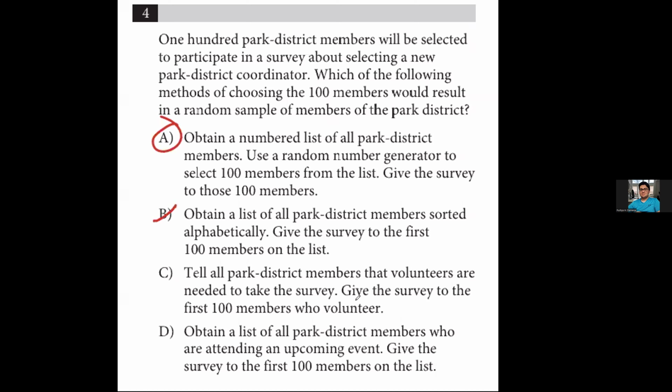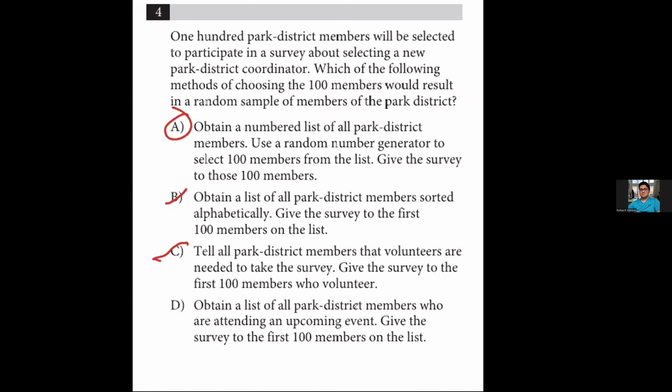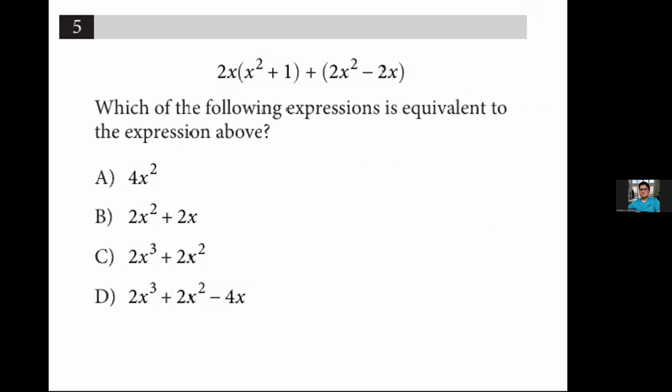And then tell all park district members that are volunteers or need to take a survey. Give the survey to the first 100 people who volunteer. This is convenience sampling. This is not a random sample either. And then obtain a list of all 100 park members who are attending an upcoming event. Give the survey to the first 100 members on the list. This is a combination of convenience sampling and purposeful sampling, I think. So that's still not a random sample, though. So the correct answer is A. Okay, question five.